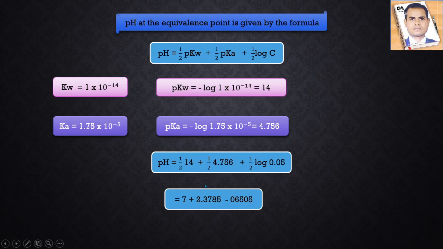So in the next step, from this you will get 7, and from this step you will take 2.3785 minus that much. After the calculation you will get that much pH. pH is equal to 8.728.